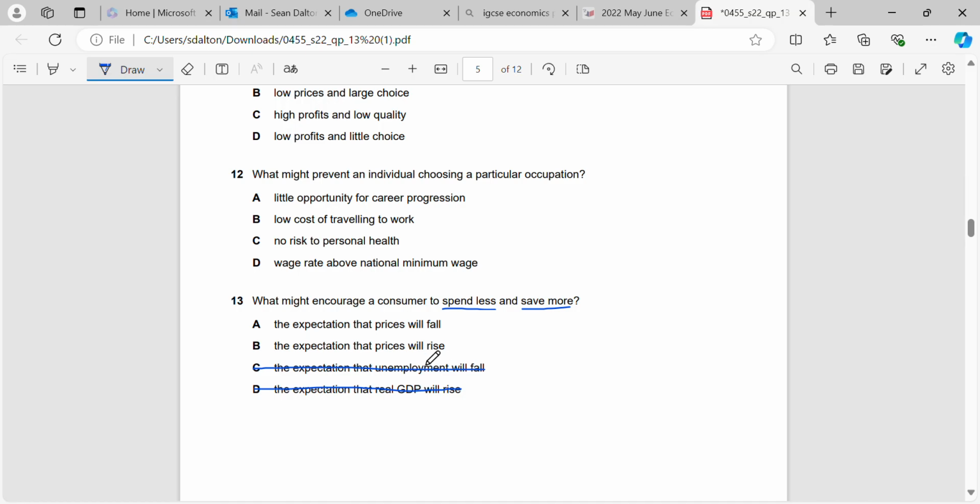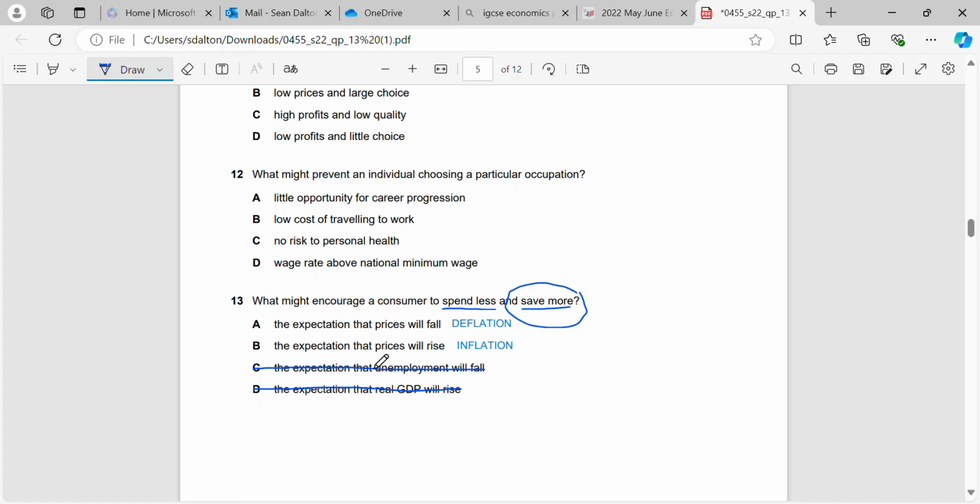Okay, so we're left with two options. Essentially, we're left with the option of deflation because prices will fall, or we're left with the option of inflation because prices will rise. Okay, so now we need to think about what they provided us in the question here. They want to save more money. Okay, now why would they want to save more money?